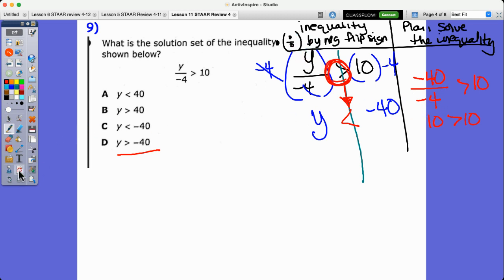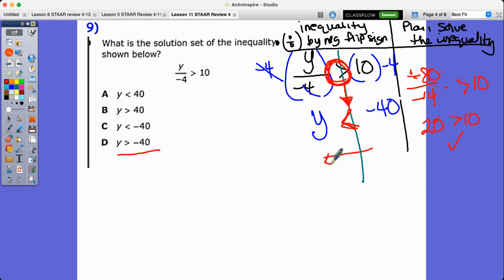So let's try a number that is less than -40. Sorry, I can't read my own handwriting today. Let's do y is -80. So I'm going to use -80 divided by -4, and I get +20. Is 20 greater than 10? Yes, it is. So we need to make sure that we are plugging in a number that is less than -40.